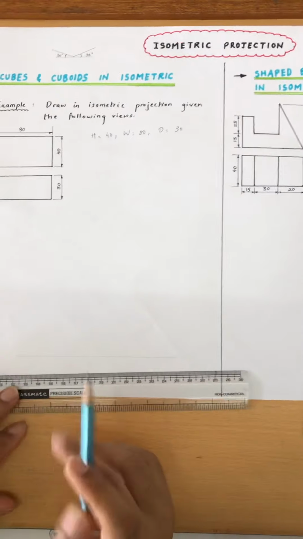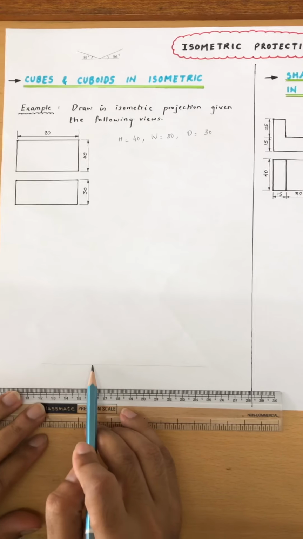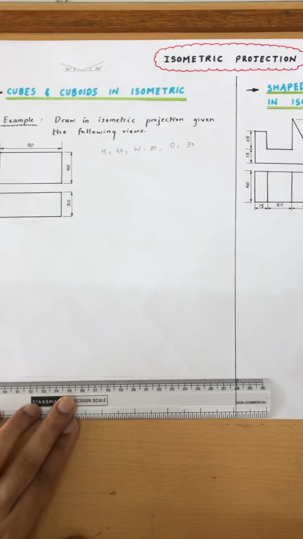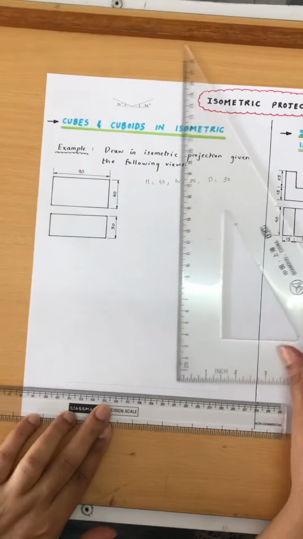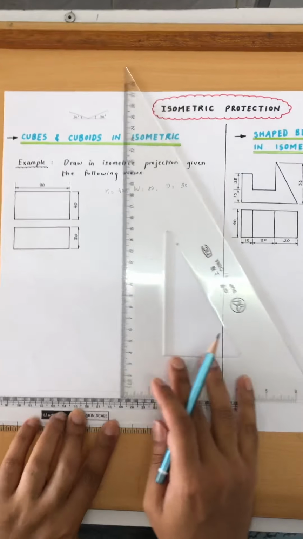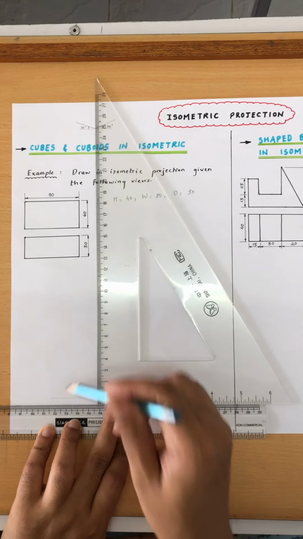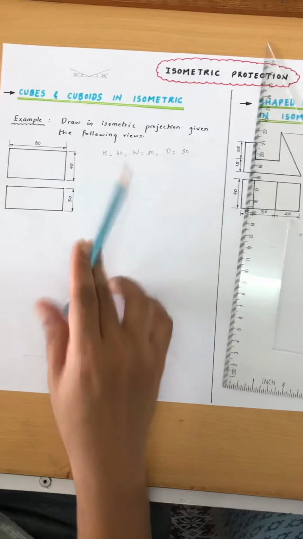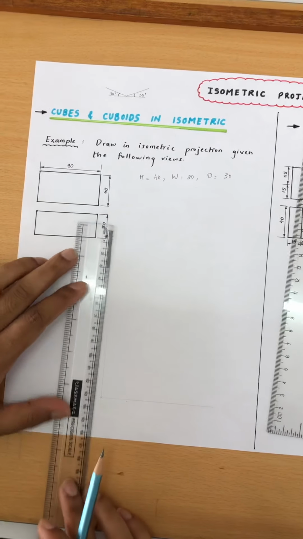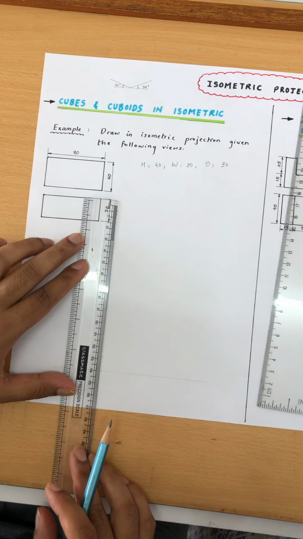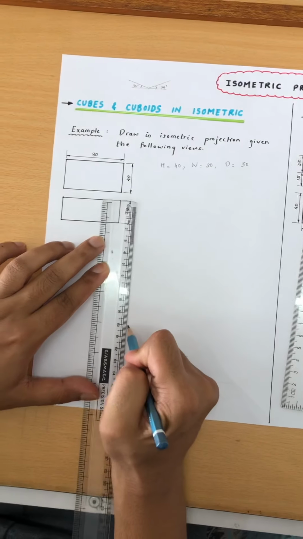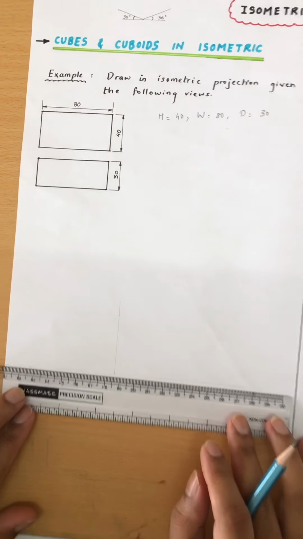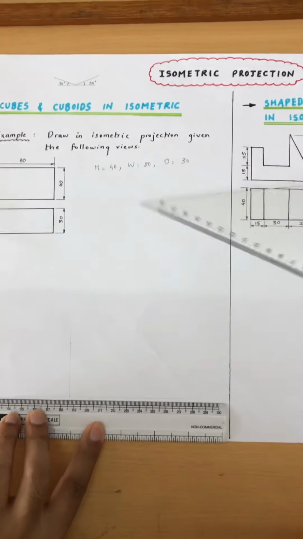So here I'm going to select a point, for example here, and then I will draw a vertical line like this from this point. This will denote the height of the cuboid, that is 40, and I'm going to measure it 40, that is 4 centimeters. I put a mark. Now I place my ruler again here, and then I take my set square.